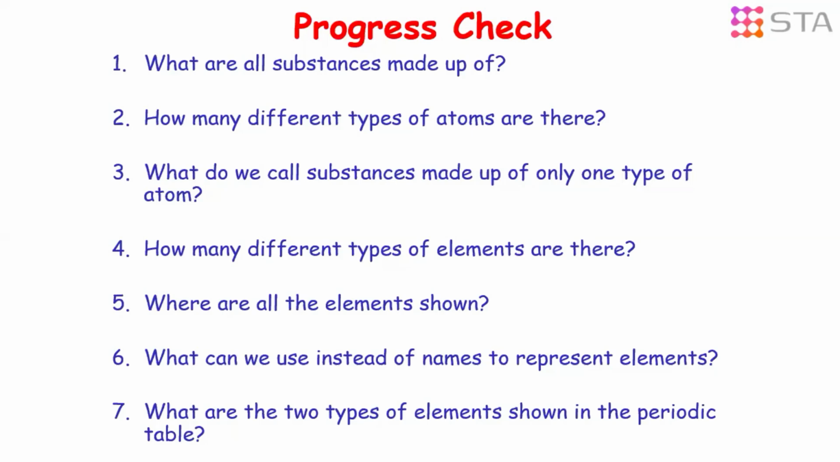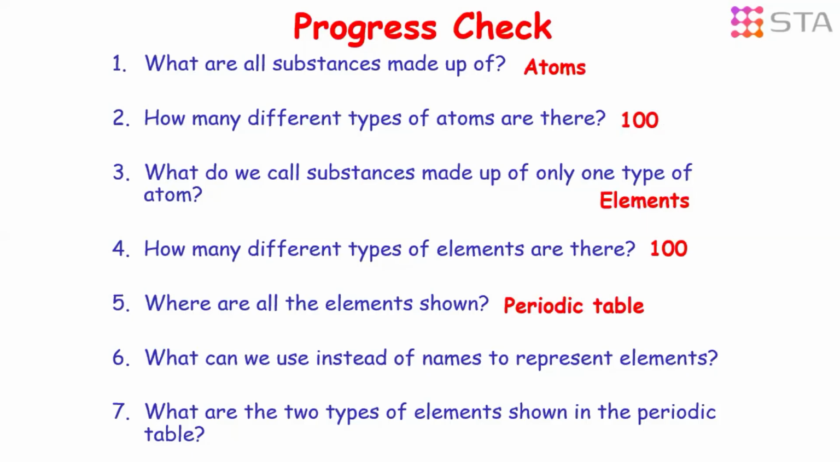Okay, time to check your answers. So question 1, what are all substances made up of? The answer is atoms. Question 2, how many different types of atoms are there? 100. Question 3, what do we call substances made up of only one type of atom? Elements. Question 4, how many different types of elements are there? 100. Question 5, where are all the elements shown?